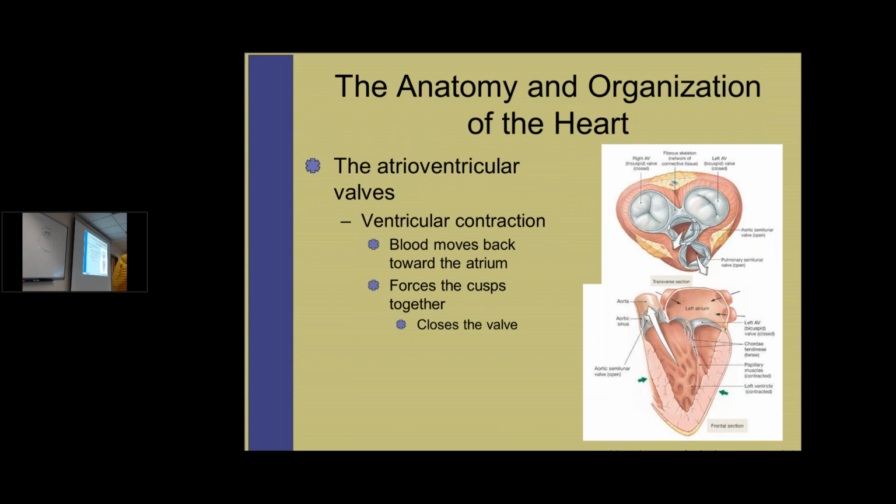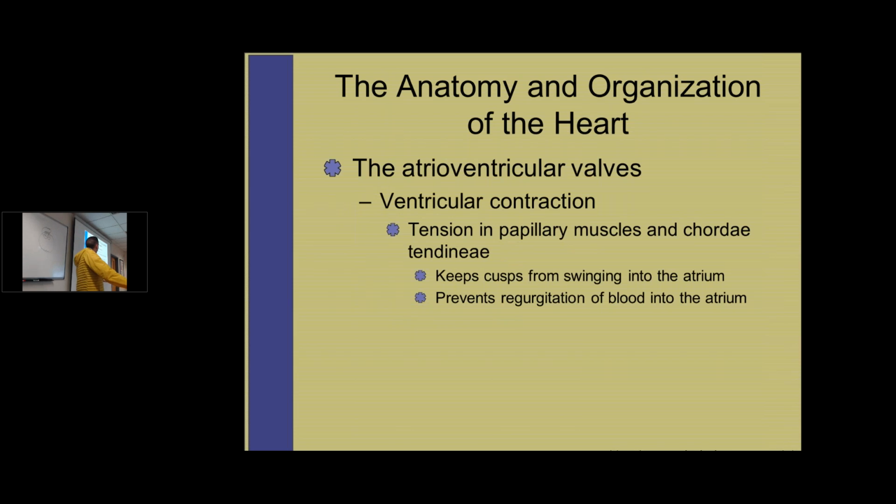So yeah, we talked about that. The AV valve prevents blood going back into the atrium, forces the cusps together, closes the valve when it's squeezing. So that's part of the anatomy of it. As the blood's filling, it expands that wall, and the chordae tendineae pushes those valves down so the blood can get in. And then when it squeezes, it helps shut that valve and acts as an anchor so the blood can go where it's supposed to go.